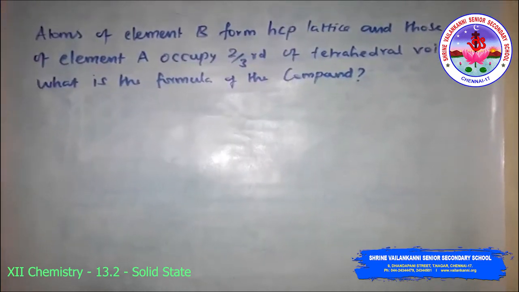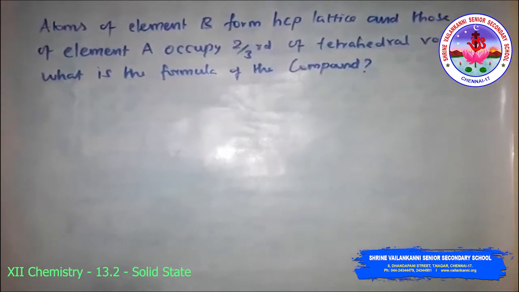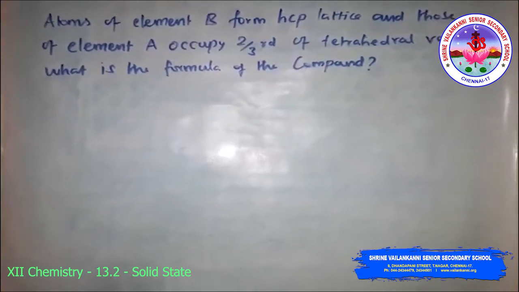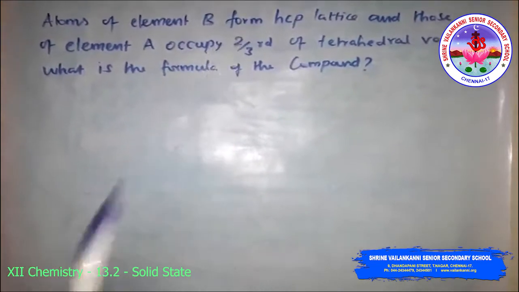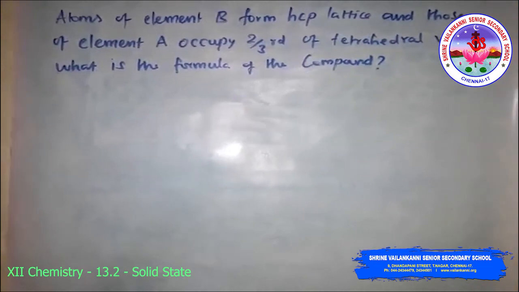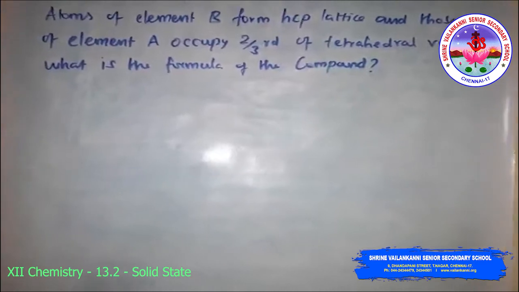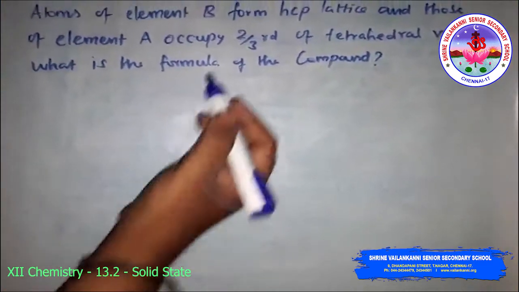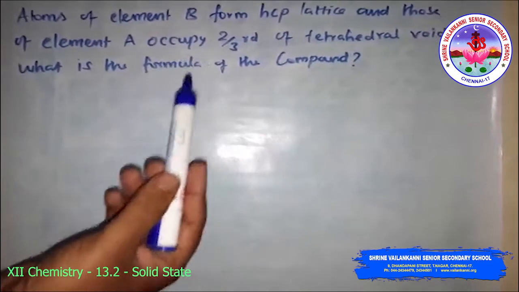Okay, so look at this problem. The atoms of element B form an HCP, hexagonal close packed lattice, and those of element A occupy 2 by 3rd of the tetrahedral voids. What is the formula of the compound? Here the number of tetrahedral voids formed is equal to twice the number of atoms of element B, and only 2 by 3rd of them are occupied by the atoms of element A.